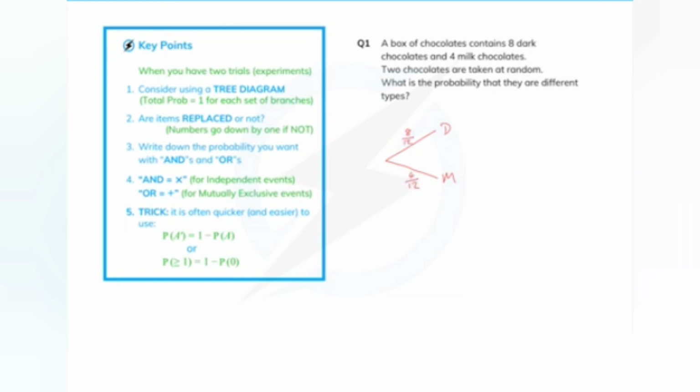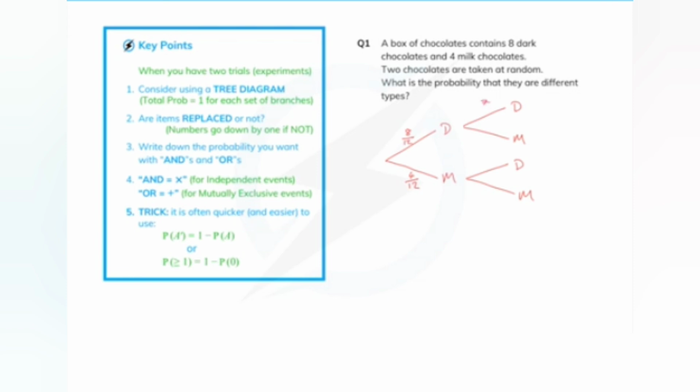And then we need to put a second set of branches on, after each choice here. So if it's dark first, it can either be dark or milk second. And if it's milk first, it can still also be dark or milk second. And now, because we're without replacement, we need to be careful with the probabilities. So how many dark chocolates are left if we've already taken a dark chocolate out? Well, the answer to that is 7.